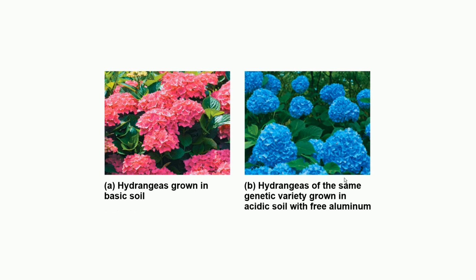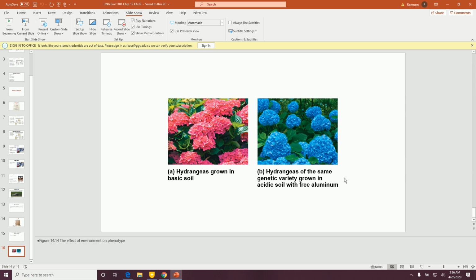So this is a very typical example of the multifactorial pattern of inheritance, and this tells us that it's not only the genes, it's the environment also which plays a very, very big role. So that's all for this chapter, and if you have any questions, please let me know.